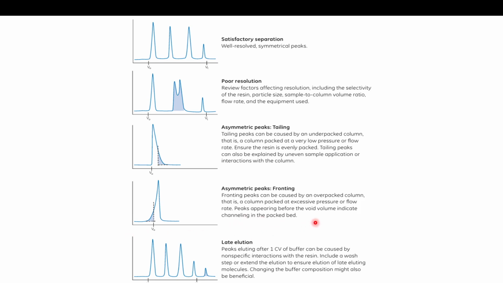What we were looking at, the distribution coefficient less than 0, right? If channeling has happened, then most of the things will come out in the void volume itself. And late elution: sometimes peaks eluting after 1 CV of buffer can be caused by non-specific interactions with the resin. So we should always be washing the whole column. There should be a wash step included, or extend the elution to ensure elution of late eluting molecules so that you don't lose out on your protein of interest or sample of interest. Changing the buffer composition might also be beneficial. Okay.